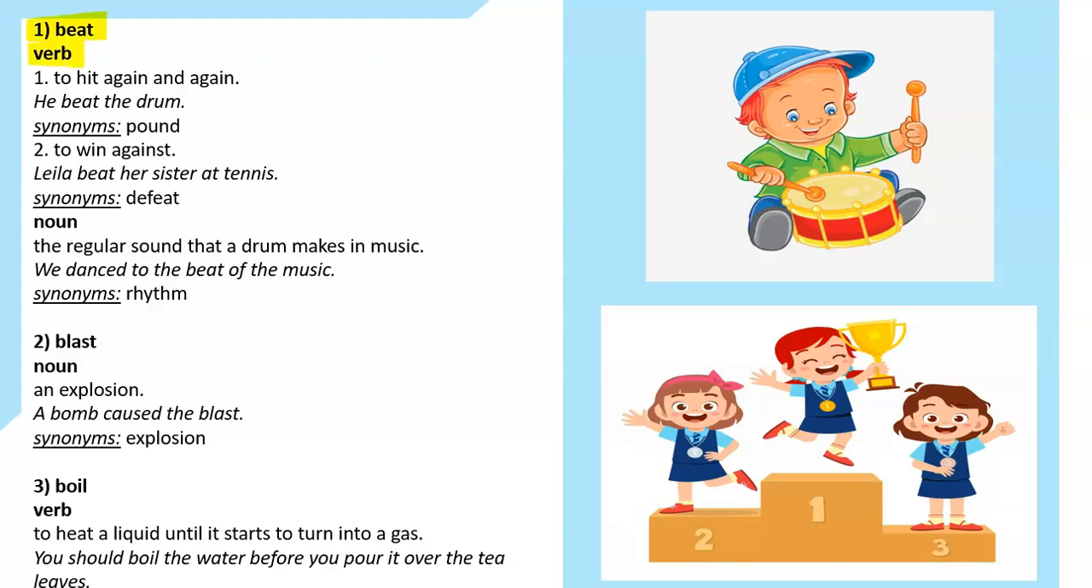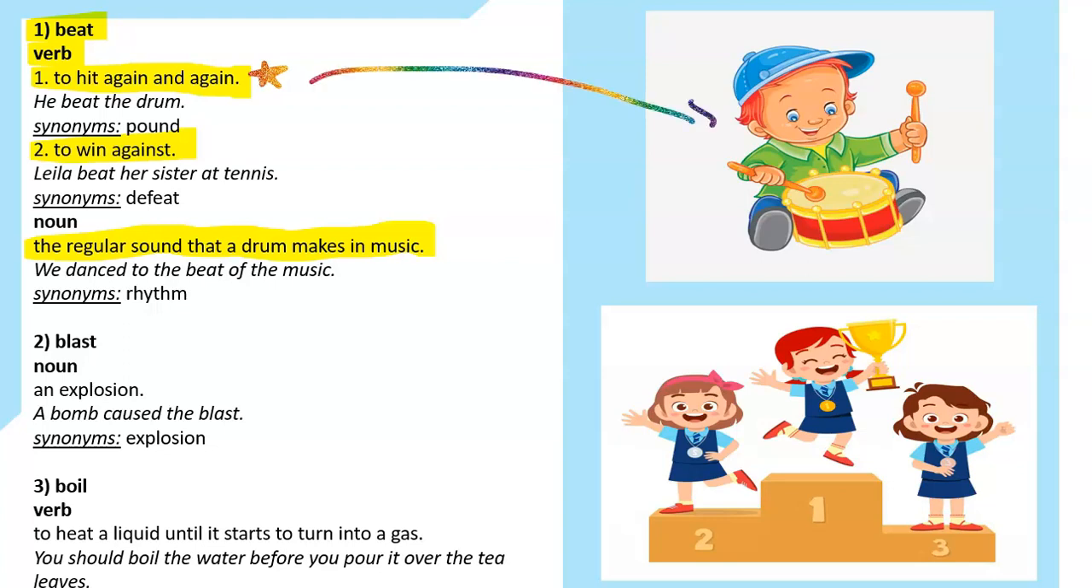Beat is a verb and it means to hit again and again. But it also means to win against. And it means the regular sound that a drum makes in music. So this word beat can be used in 3 different ways. We will usually use it in this way to say to hit again and again.